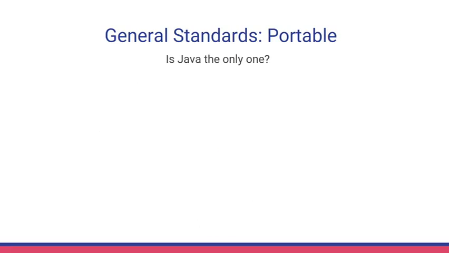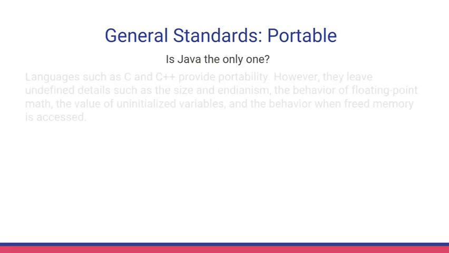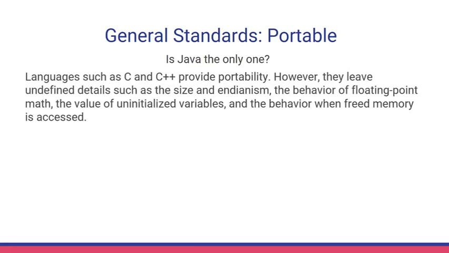Is Java the only language to produce portable programs? Well, languages such as C or C++ provide portability. However, they leave undefined details such as the size and endianness, the behavior of floating point math, the value of uninitialized variables, and the behavior when free memory is accessed.